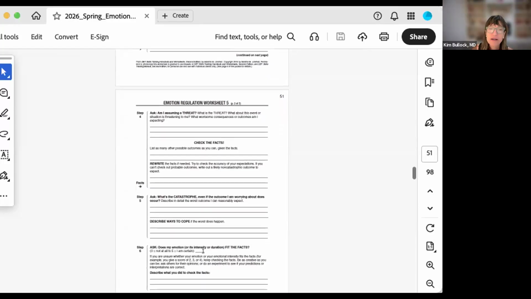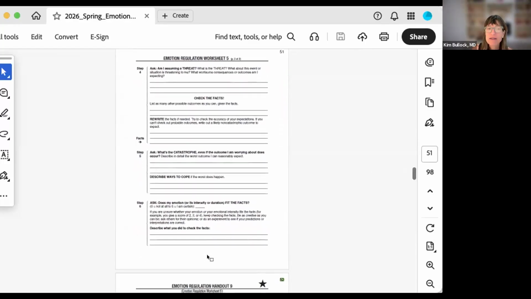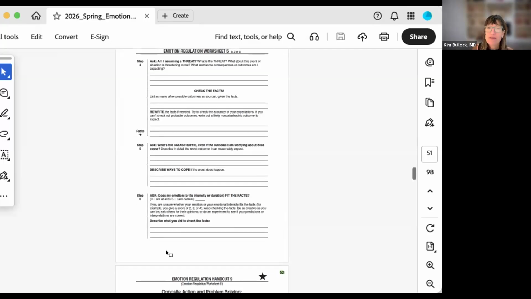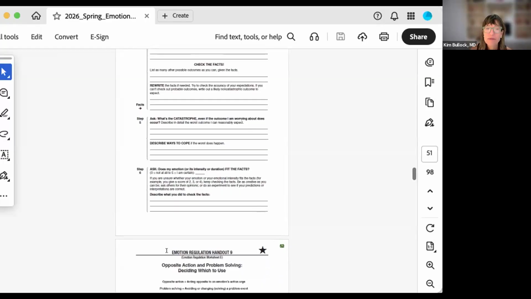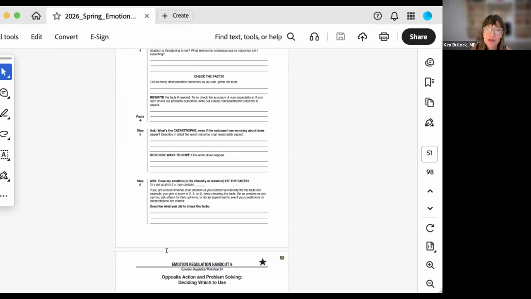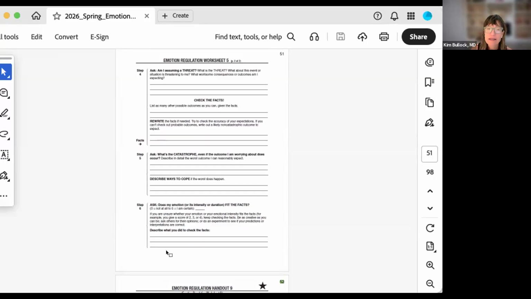And then also look at what's the catastrophe. If the worst case happened, how would you reasonably cope with it and deal with it? And then step 6 is, does your intensity fit the facts? You can put that on a scale from 0 to 5, with 0 being doesn't at all fit the facts, and 5 being I'm certain it fits the facts. And describe how you check the facts about the intensity of the emotion fitting the facts.